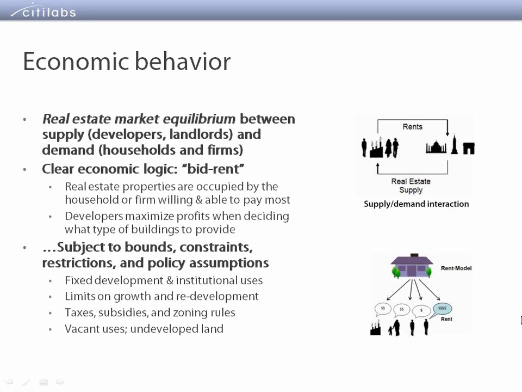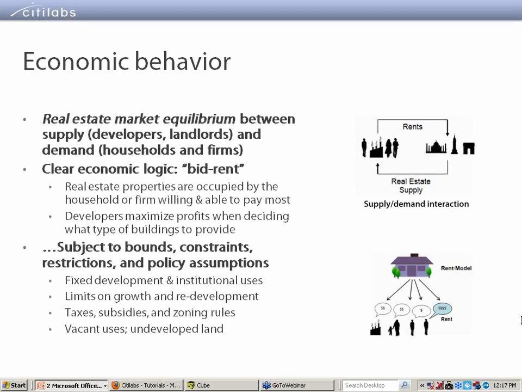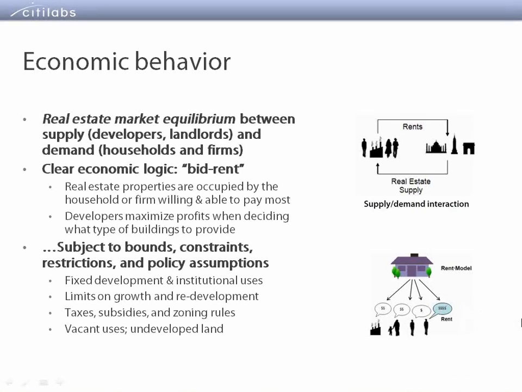In general, inside CubeLand, we are computing a real estate market equilibrium between real estate supply, represented by the behavior of developers and landlords, and demand, represented by the location behavior of households and firms. And this is a bid-rent type model that has clear economic logic and interpretation. The idea is that real estate properties are occupied by the household or firm willing and able to pay the most. And developers choose to maximize profits when deciding what type of buildings or land use or real estate to provide.